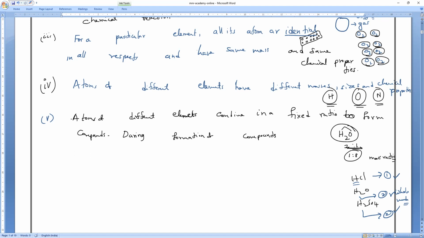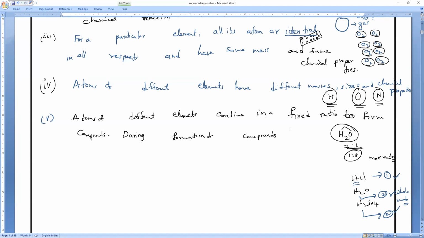Whole numbers. So remember, any element, anywhere you see, will always be in a whole number only. They combine to form compounds only in the simplest whole number ratio. Do you understand that? That is always very important. Balancing chemical equations, we will study that. Always balance the equation with the simplest possible whole numbers. That is what you have to remember.